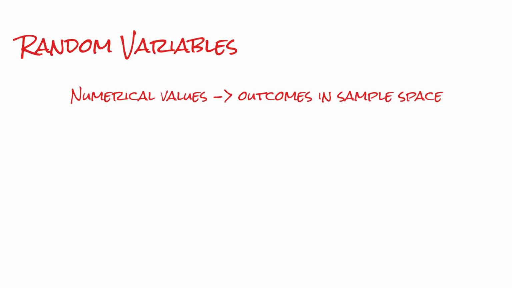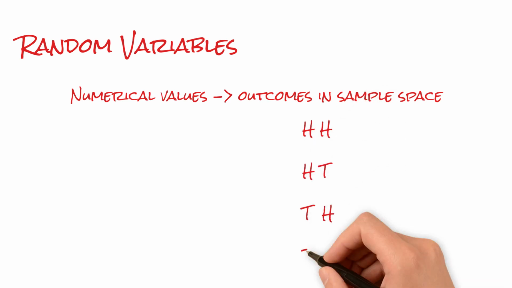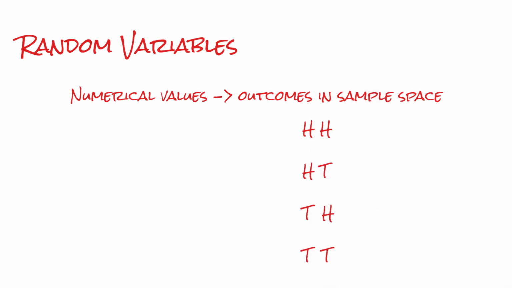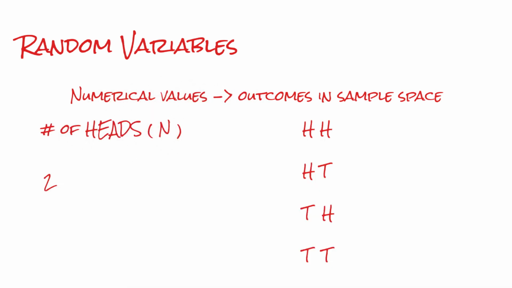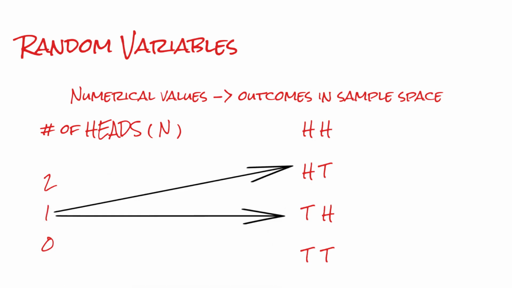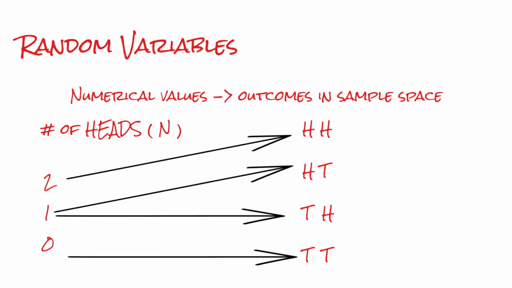For instance, consider an experiment of tossing two coins, resulting in four possible outcomes: two heads, one tail and one head, one head and one tail, and two tails. To map these outcomes to numbers, we can use the count of heads. One head and one tail, and one tail and one head, both have one head, while two heads have two heads and two tails have zero heads. This mapping defines our random variable representing the number of heads.